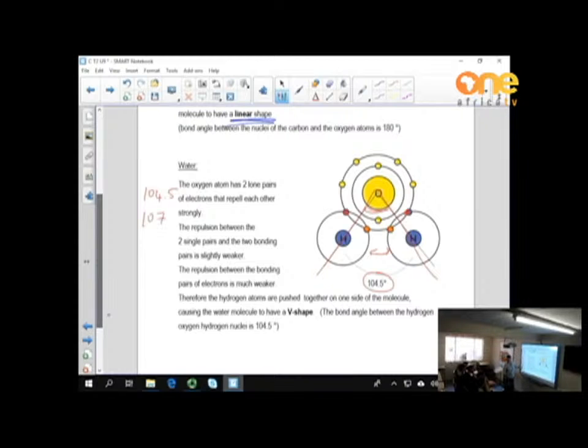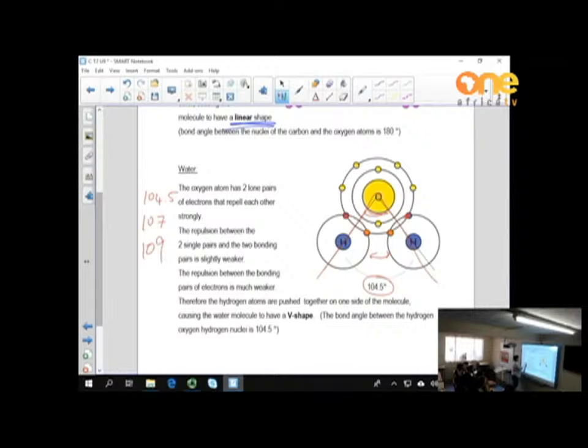107. And the last one that we've done now, 109.5. So 4, 5, 6, 7, 8, 9. Okay. Try and get yourself a system to remember the size of the bond angle. If you can remember the sizes, you would be able to figure out which size belongs to which atom.